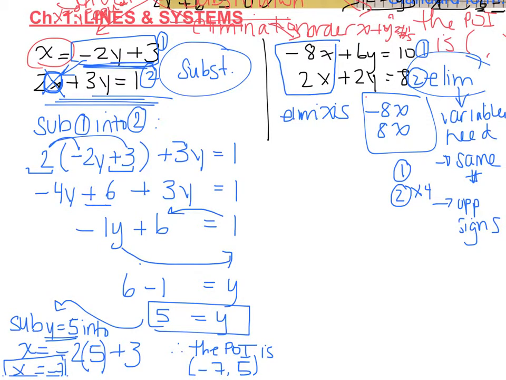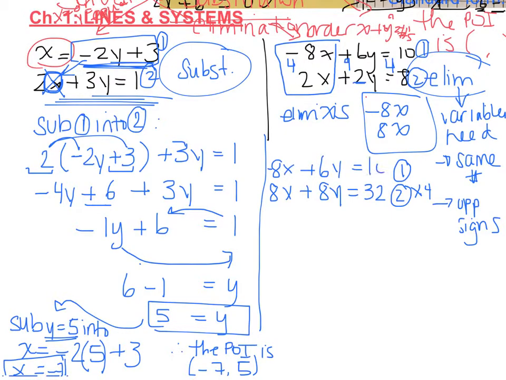So I'm going to multiply the entire equation by 4. I'm going to write that in next to every single term so I don't forget. I can't just multiply the 2 by 4. I have to multiply this 2 by 4 and this 8 by 4 as well. Every single term has to be multiplied by 4 so I don't change the equation. So my answer is going to be 8x plus 8y equals 32. Now I didn't change the first equation at all, so I copied it as it was. Negative 8x plus 6y equals 10.